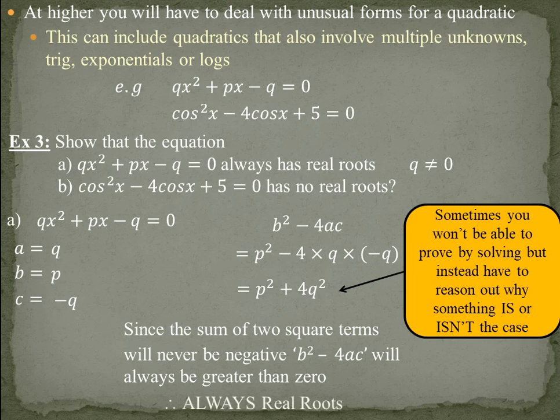So therefore, since b squared minus 4ac can never be negative, it will always be greater than or equal to 0. So you will always have real roots.